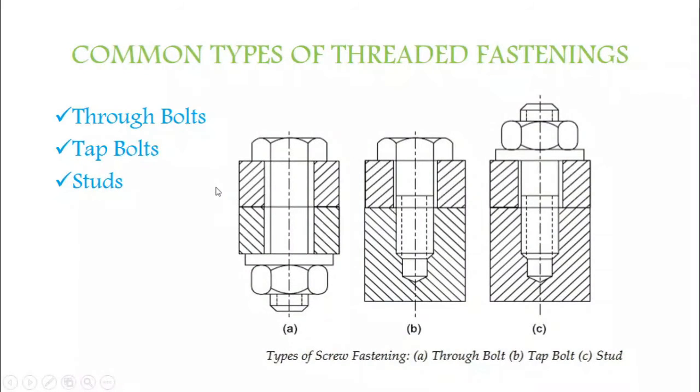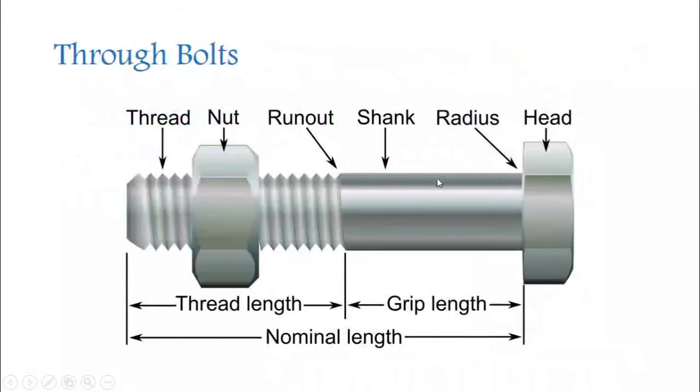And the third condition is the parts are joined that require frequent dismantling or reassembly. For this purpose we are using the through bolt assembly. The bolt shank may or may not have a finished surface. In some conditions it will vary, depending upon the types of forces induced in the bolt.